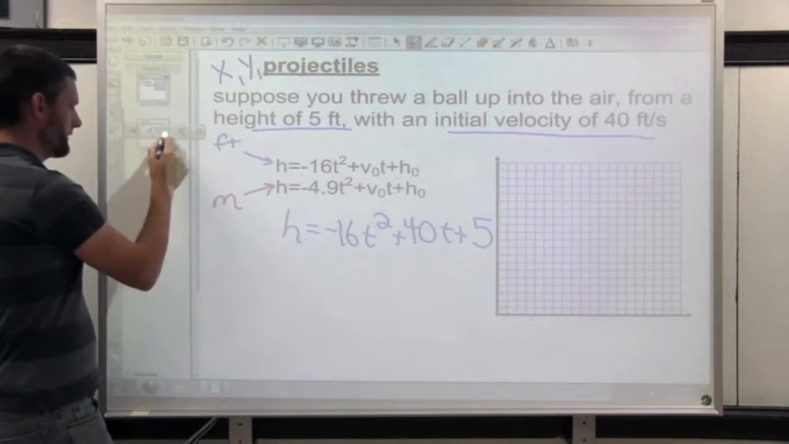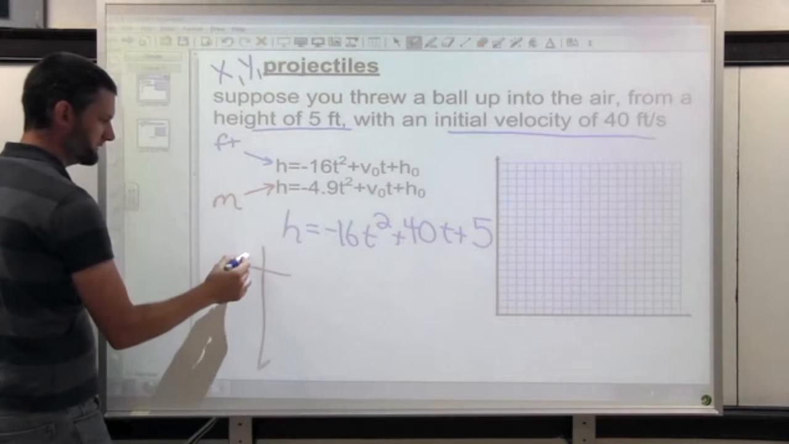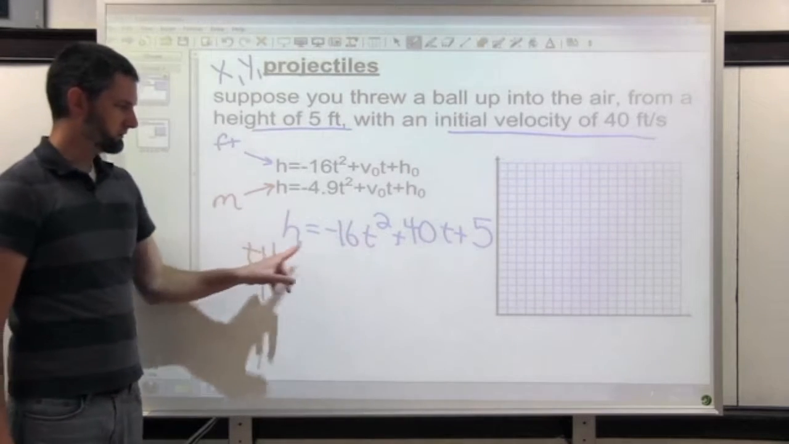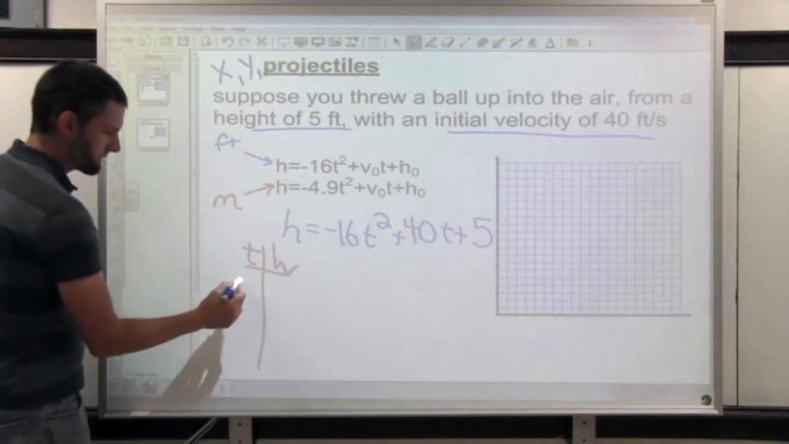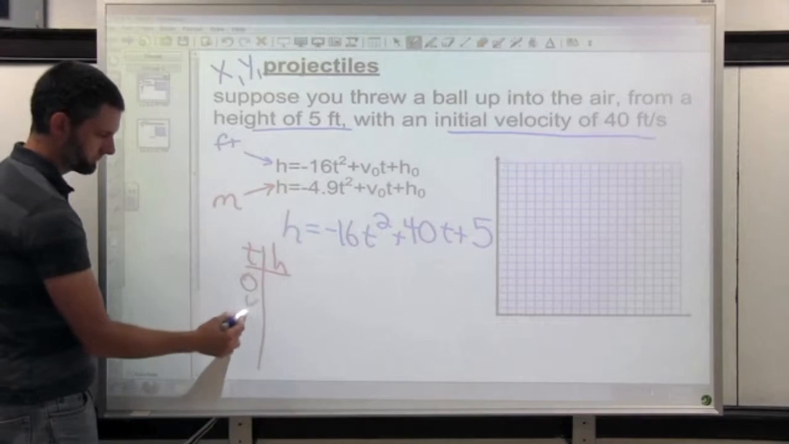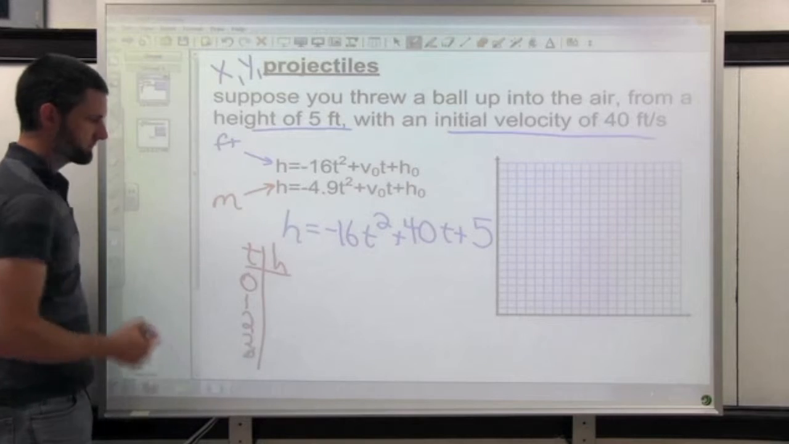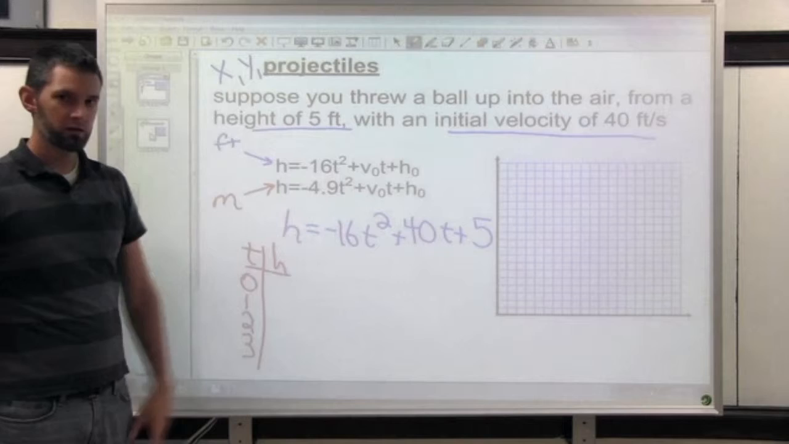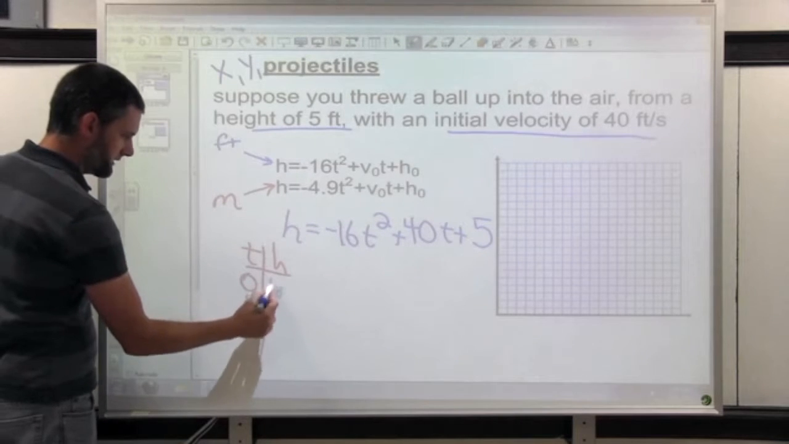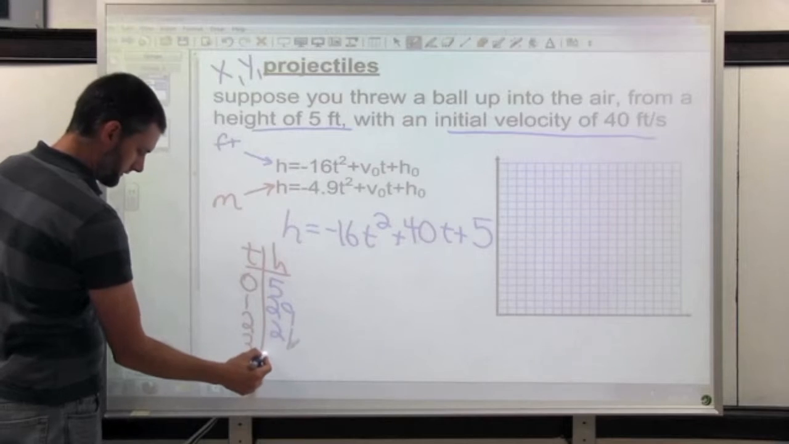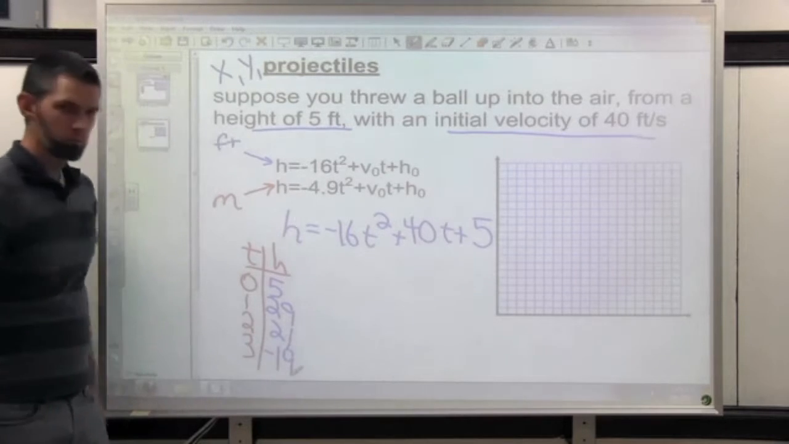Now what do we do with that equation? Well, we can make a t-table, and we'll use t and h instead of x and y. We're not going to put negatives in because we're not going to go back in time seconds. We'll just put in 0 and then some positive numbers. Now if you go ahead and put these values in, you want to just keep putting values in until you get a value that happens to be below 0.